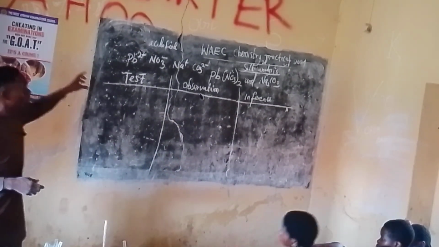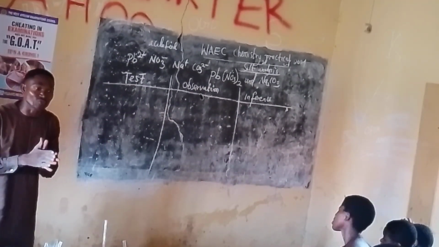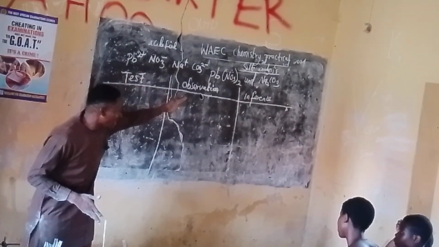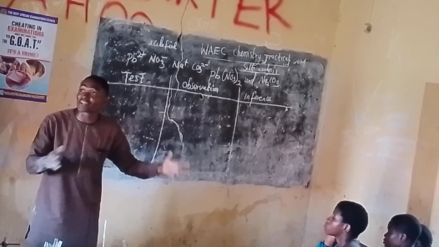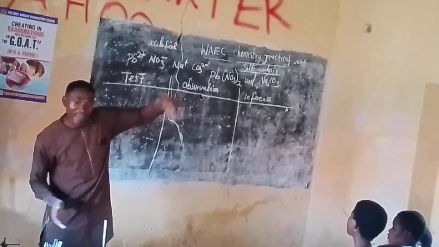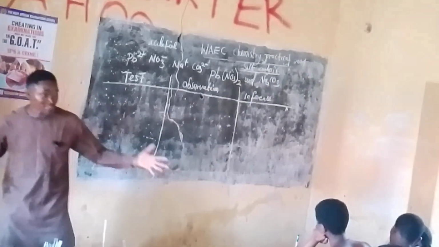They are testing for the presence of how many ions? 4 ions. They give us 4 ions in the picture, but in the main question, they may demand 3. Are you with me? They can give you 4, but they may demand 3. Oftentimes it will happen like that.